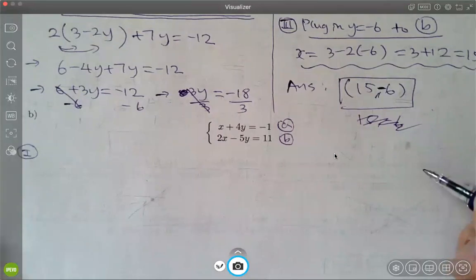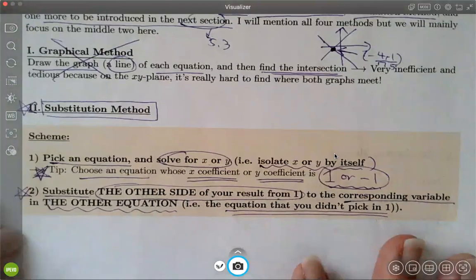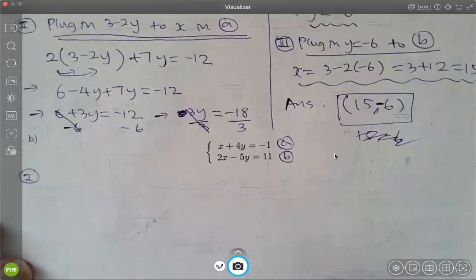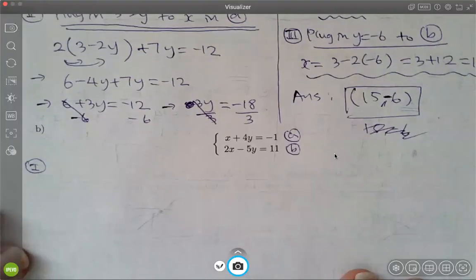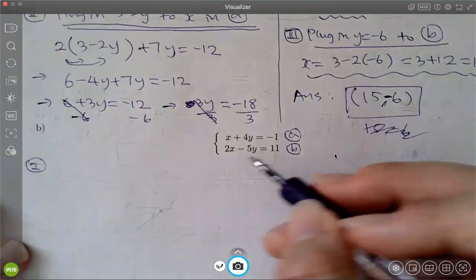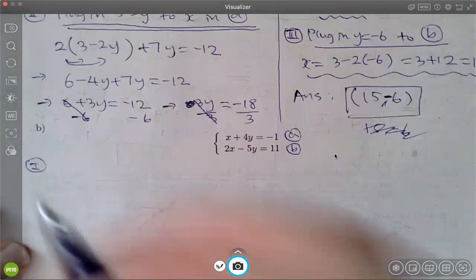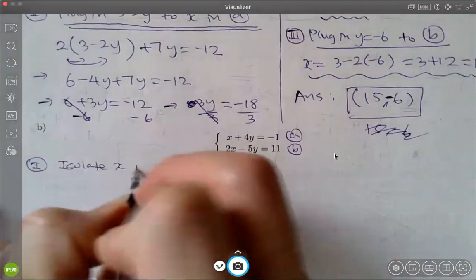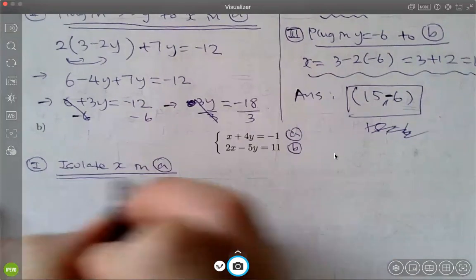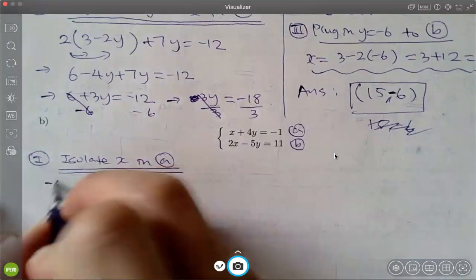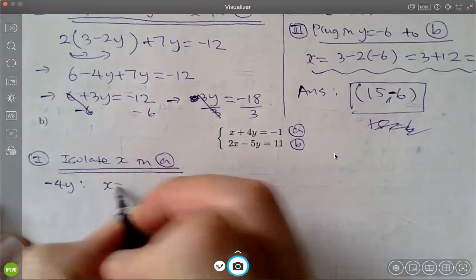A, and isolate x. Do you see why? What was my suggestion? Choose an equation whose x or y coefficient is 1 or negative 1. Do we have any case like that in A or B? Yes, A. In A, the x coefficient is 1. So isolate x in A. How do you isolate x? You subtract 4y. So what do you get? X equals negative 1 minus 4y.